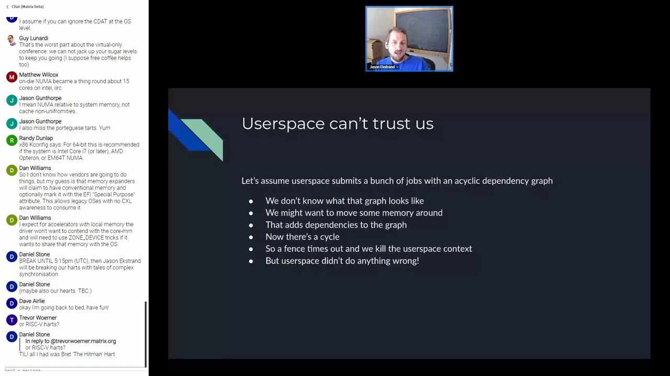So let's assume user space submits a bunch of jobs with an acyclic dependency graph. Everything should sort out as far as it's concerned. We as the kernel have absolutely no idea what that graph looks like. We have no visibility into it whatsoever. All we know is that user space probably has done something acyclic. And we might want to do something like, say, move memory. That's something that we do all the time. These operations add dependencies to this graph.